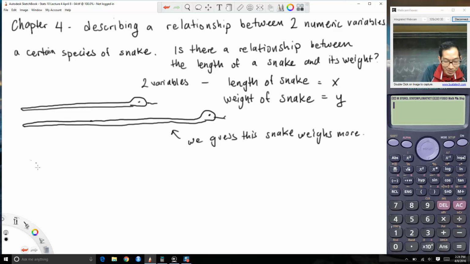Okay, so then we'll pretend like we went around and we gathered snake measurements. So we have the length of a snake and the weight.